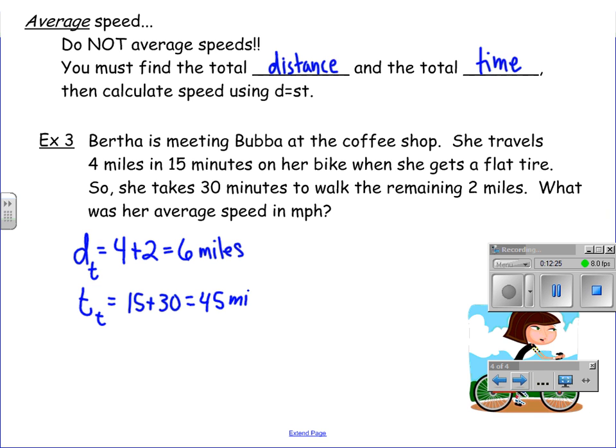I have a question. Are we going to have to do this on the test? It's not that hard. Oh yeah, because it's all review. Yeah, but I don't. All right.